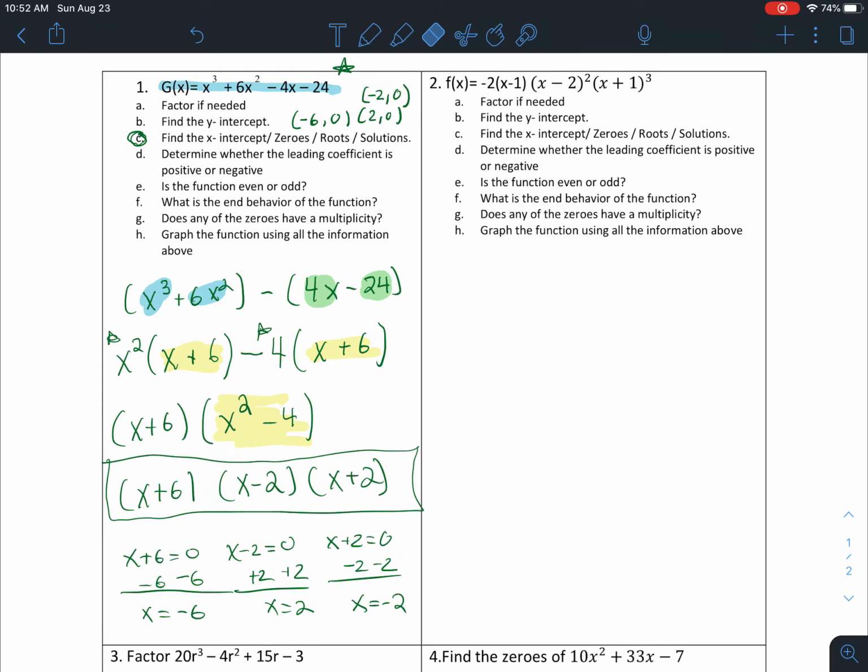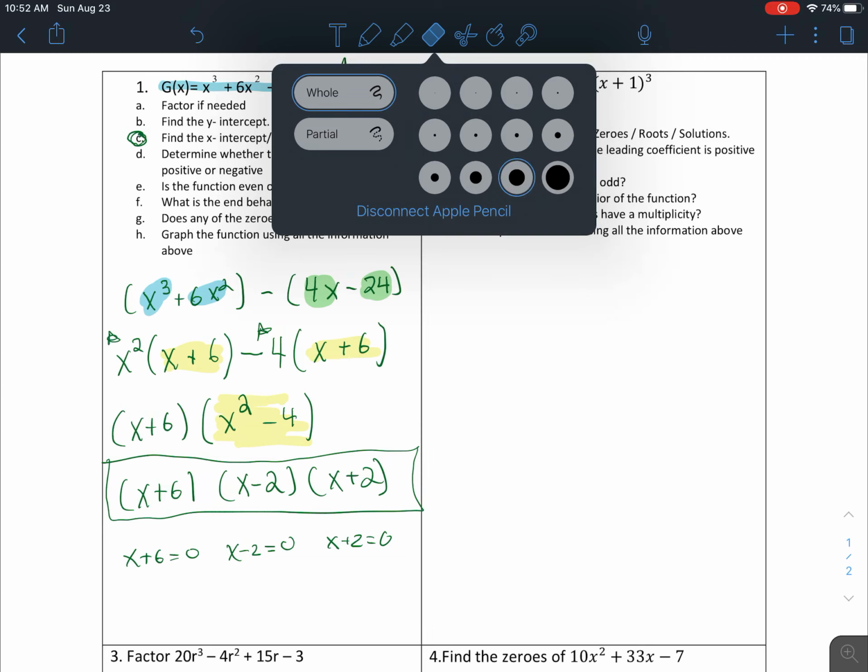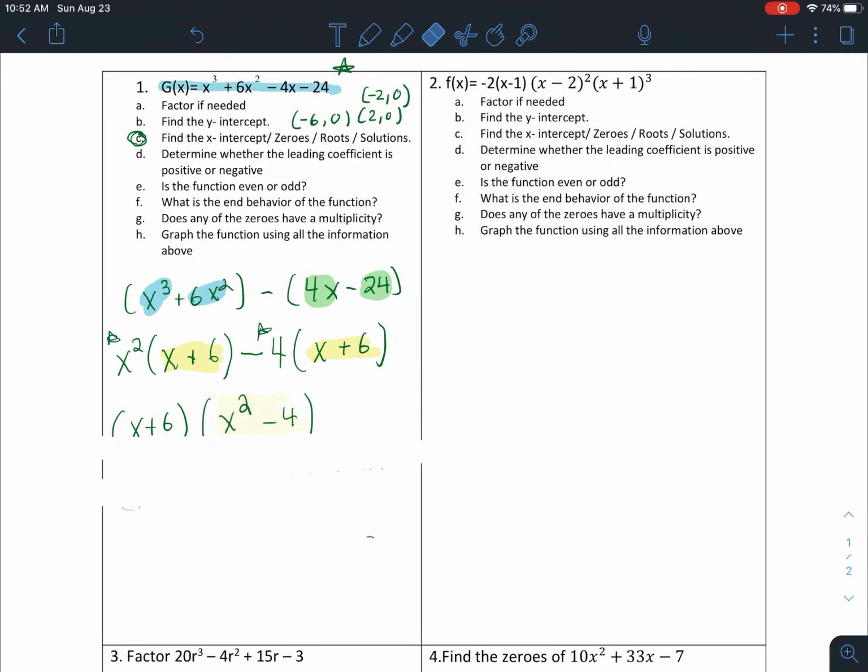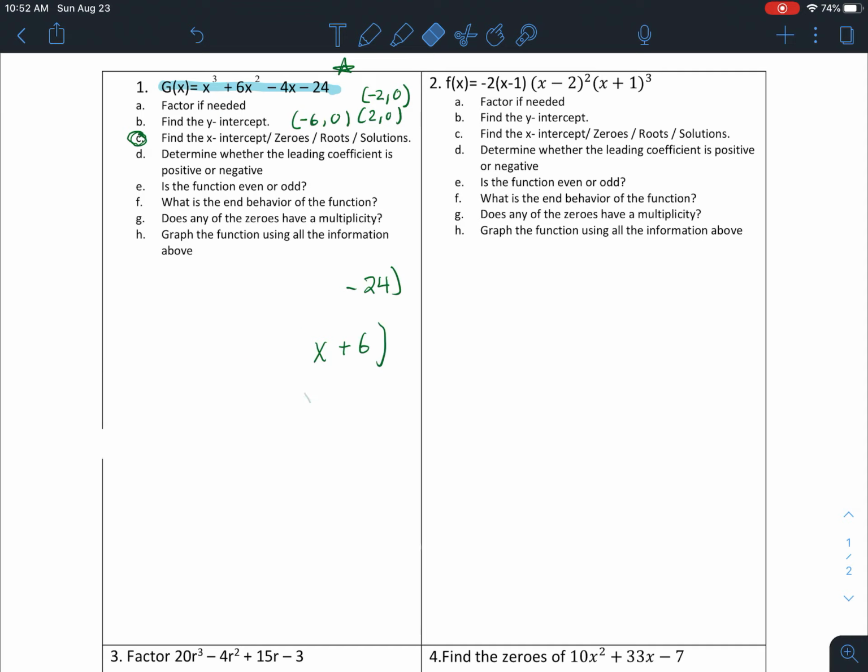And now I'm going to erase everything. Let's get the bigger eraser. Okay, as you can see, my erasing skills are on point.